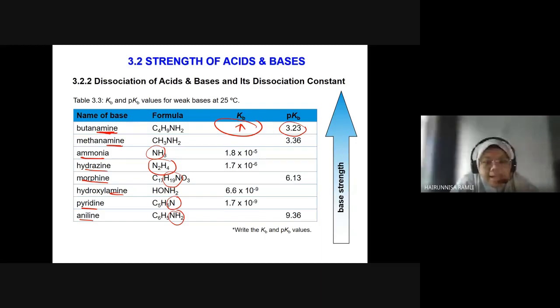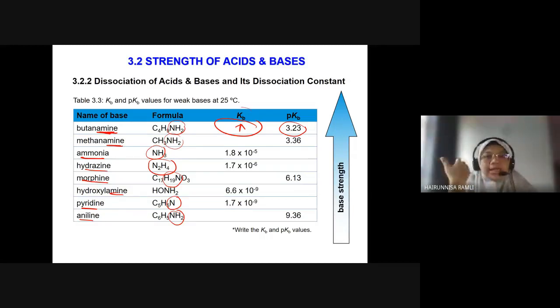So, macam saya pun, saya pun tak adalah hafal semua weak base. Kita tahu yang common je lah, macam ammonia, kita tahu common kan. Tapi cara nak menengok dia, you tengok lah. Kalau dia ada NH tu, basically dia adalah weak base lah.